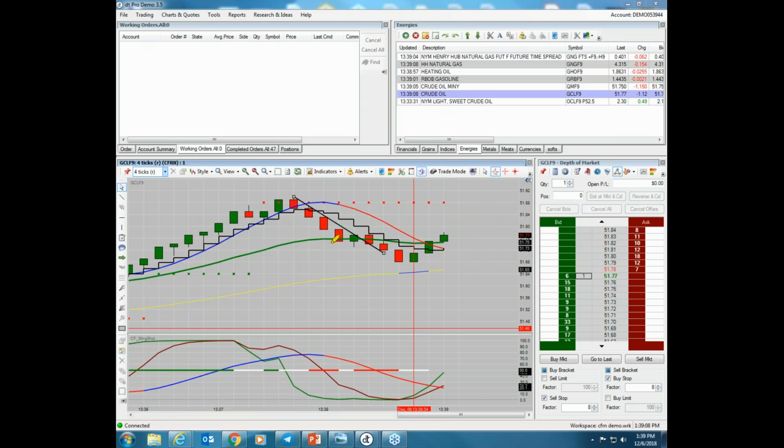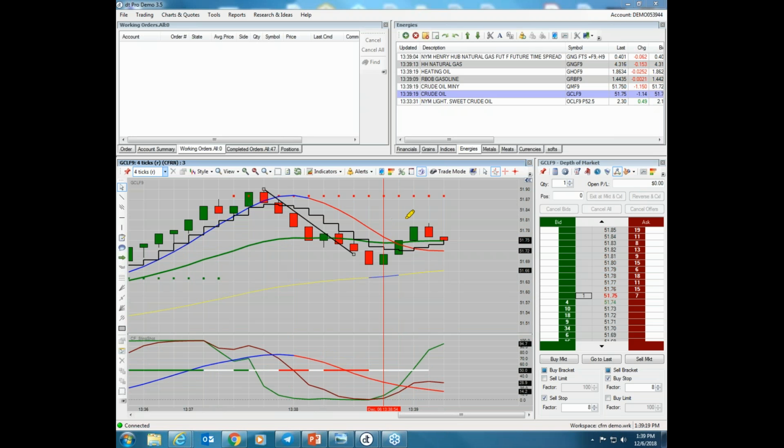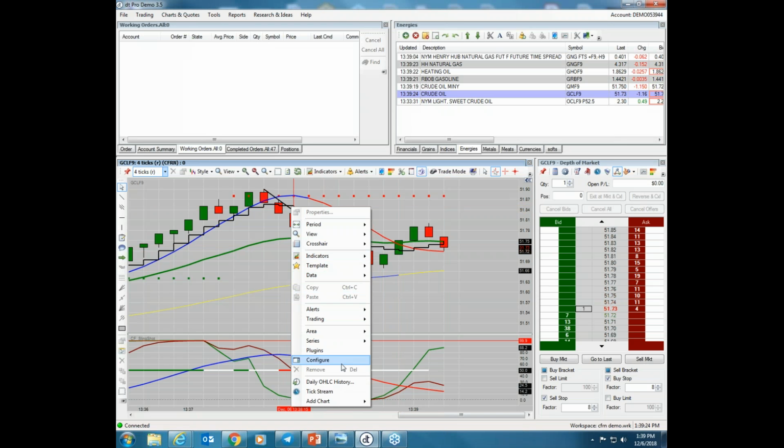So again, you have to be careful. If this turns a color on you, as long as it's flat, like up here, that's fine. But when it starts curling over, that's not good for the home team. We want to stay away from that. All right, let's move on to the next one.